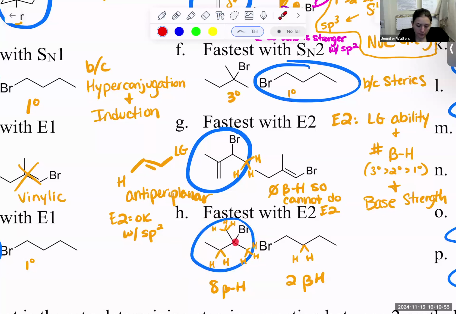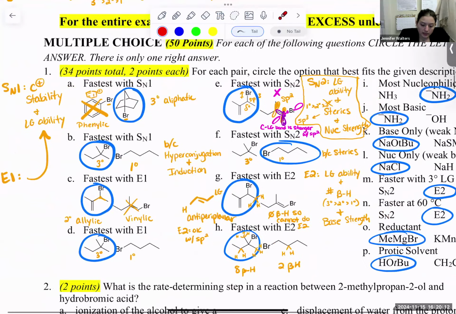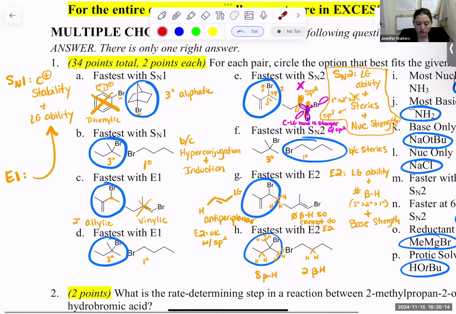Having it be tertiary gave me more beta hydrogens. That makes it the faster E2 elimination. The one on the right being primary, although possible, it can do E2 because it has beta hydrogens. It's going to be slower because it doesn't have as many. All right. Are there any questions about the substrate ranking effects for SN1, E1, SN2, or E2?